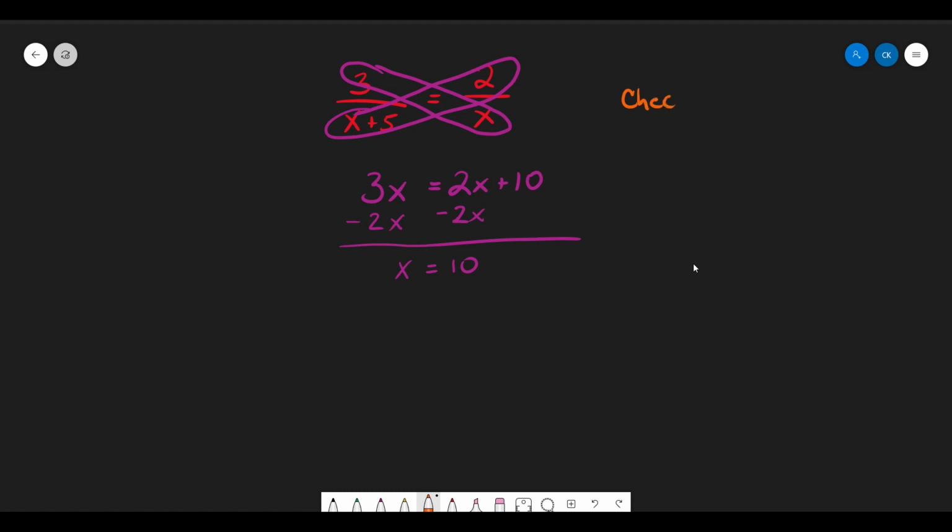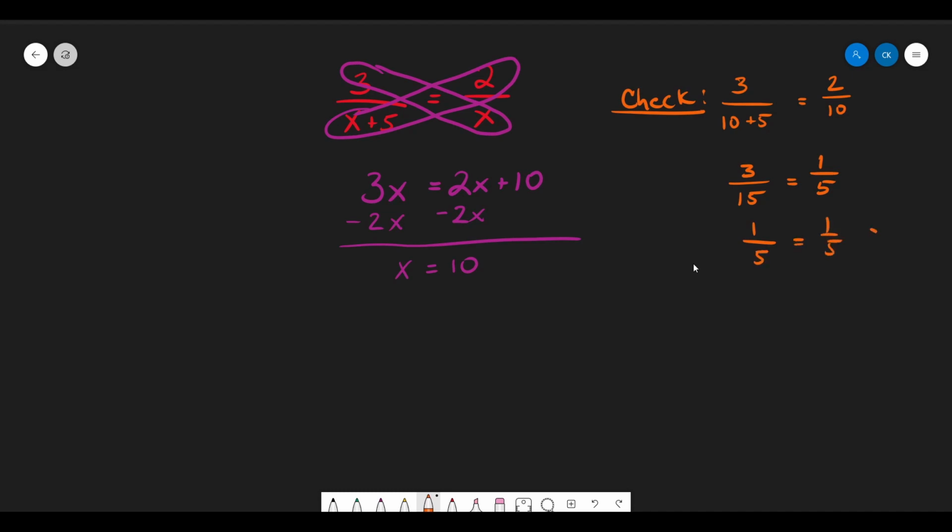So on the side here, we do our check. I take the x and I plug it in. So I have 3 over 10 plus 5. I'm going to replace the x with 10 equals 2 over 10. And now I don't cross multiply or anything. All I'm going to do here is simplify this as much as possible and see if I get the same thing on both sides. So 10 plus 5, that gives me 15. 2 over 10, that actually simplifies down to 1/5. 3 over 15, that's going to simplify to 1/5.